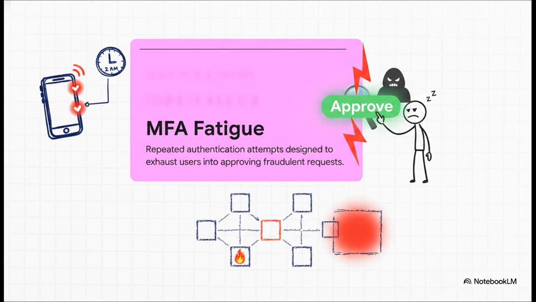Paint this picture in your head. It's 2 a.m. on a Tuesday. A user's phone is buzzing non-stop on their nightstand with Microsoft or Google login requests. In a groggy, half-asleep state of total annoyance, they just tap approve to make the buzzing stop so they can sleep. And just like that, the attacker has the keys.